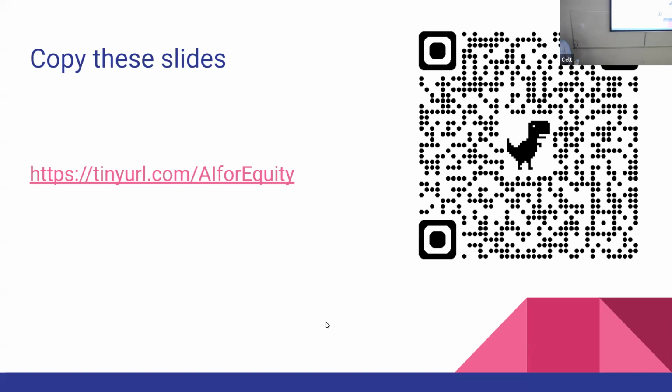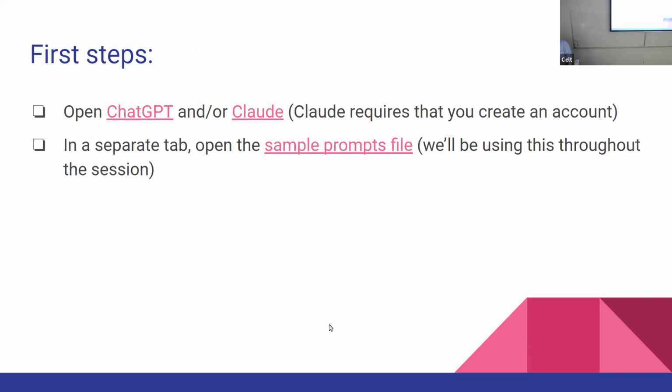So these are the slides here. It'll ask you if you want to add them to your Google Drive account. Say yes. You can always delete them later if you don't want to use them. And in there, you can actually have direct links to ChatGPT and Claude. If you haven't created an account with Claude, the simplest way of doing it is to use your Google login. So just enter your Google information and it will create an account for you, and then just log in with Google. And then I'd also ask you to open the sample prompts file, which is something that we'll be using throughout the session.